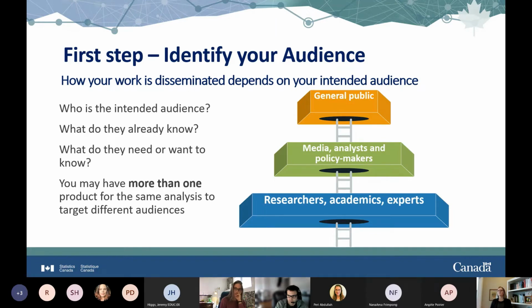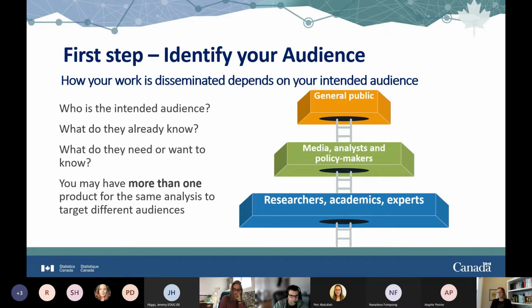Who's your audience? What do they already know? What do they need to know? What do they want to know? A decision maker will want to know much less detail about your methodology, but much more about the "now what" aspect of your analysis. You should probably pay attention to that aspect if your intended audience is analysts and policymakers.